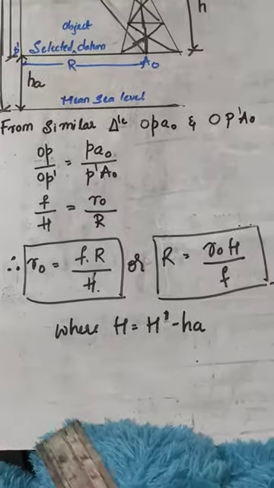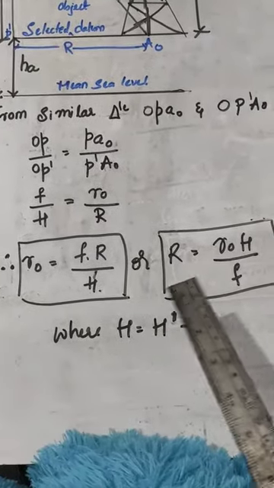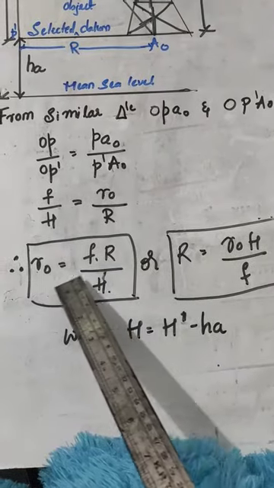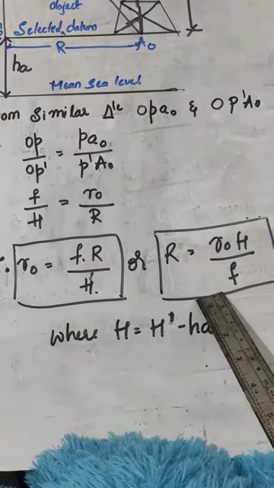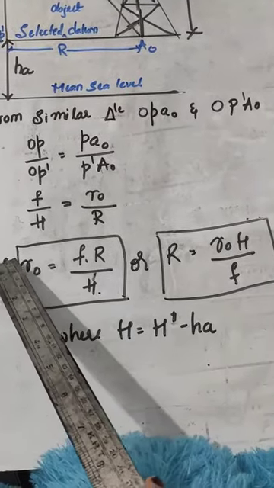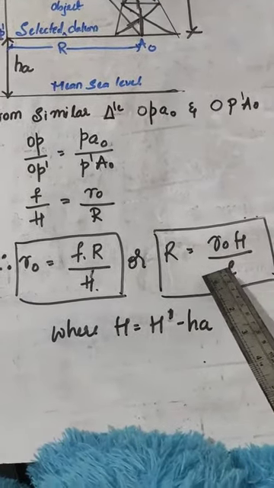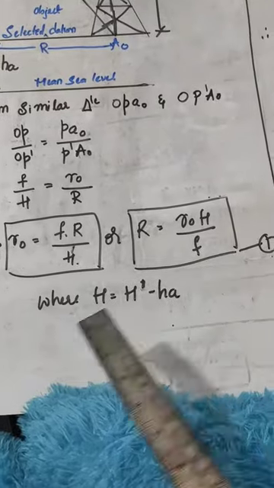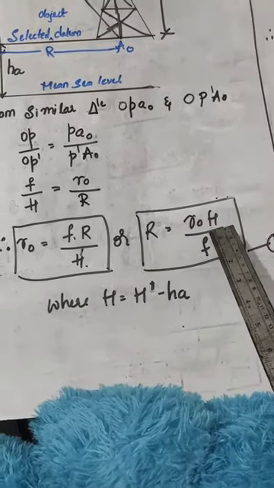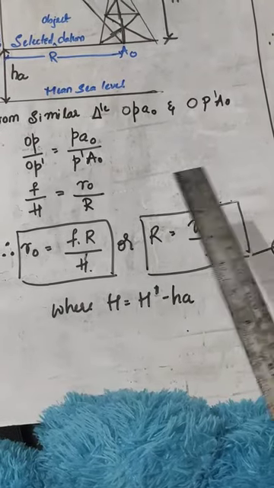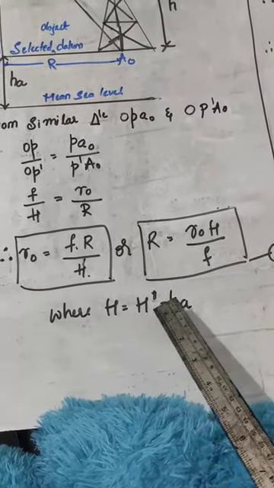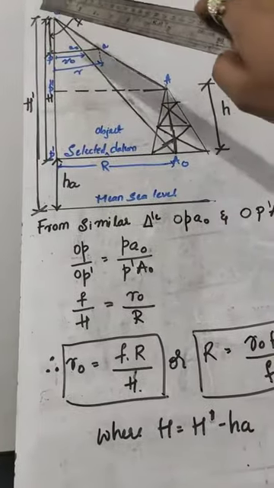Once we write the formula for small r0, and the other time we write the formula for capital R. Capital R is nothing but r0 into H divided by F. These are the formulas. But after writing this, we should write this H value also, where capital H is equal to H' minus small h. That is from the diagram.